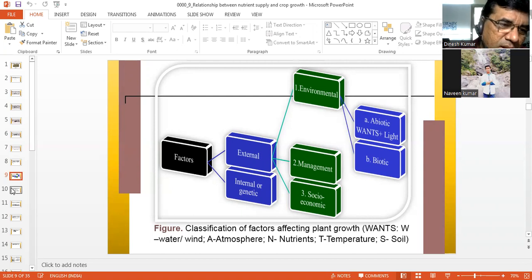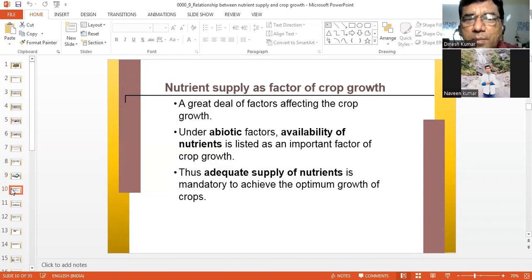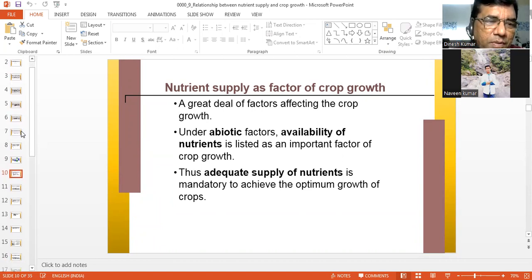Anyway, we move forward. Now, nutrient supply as a factor of crop growth. A great deal of factors affect crop growth. Under abiotic factors, availability of nutrient is listed as an important factor that affects growth. So adequate supply of nutrient is necessary. But what should be the quantity of the nutrient? What exact quantity should I supply to the soil or to the plant? How can I know?